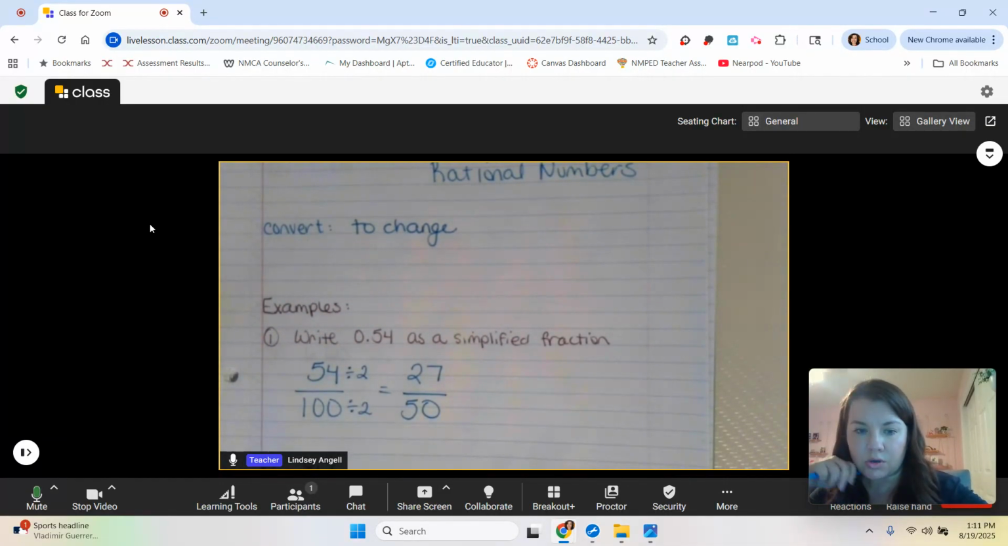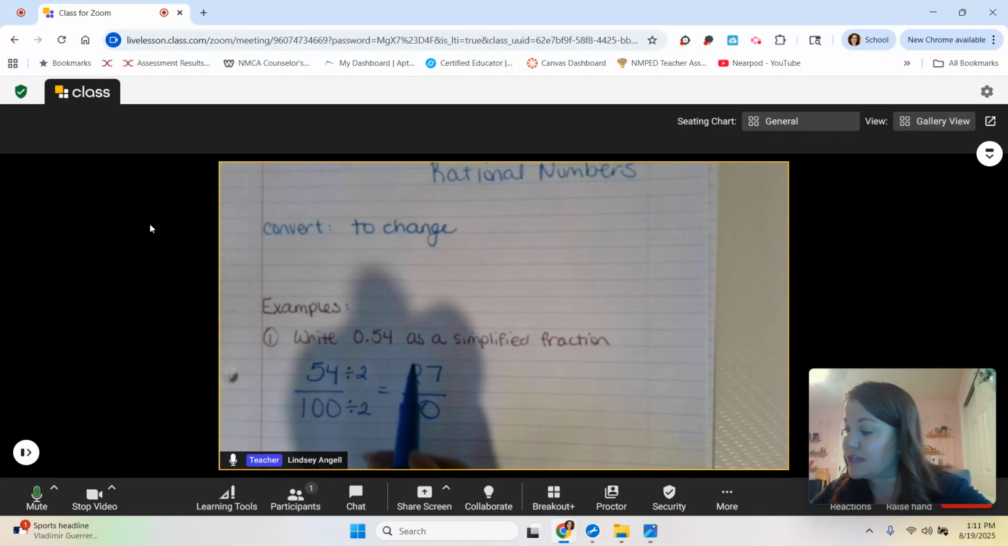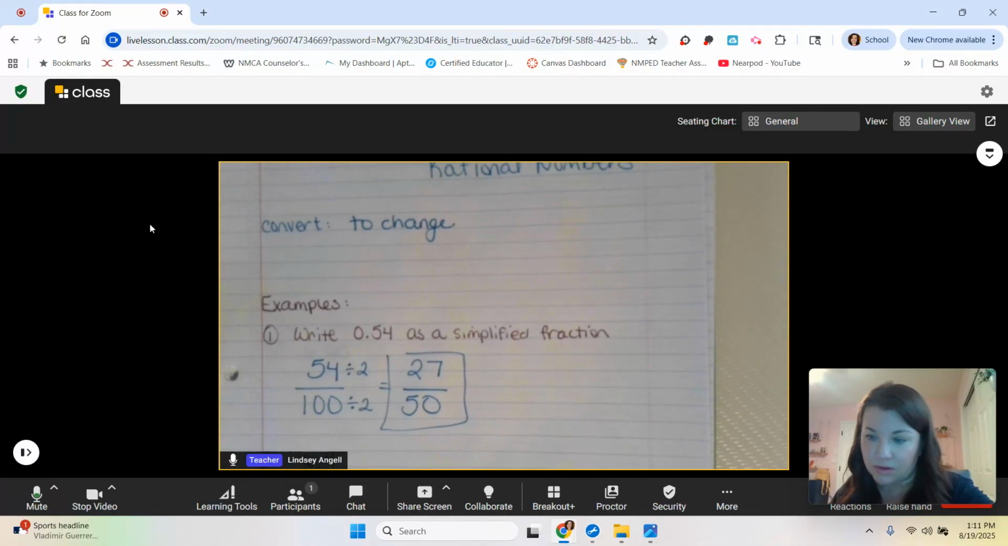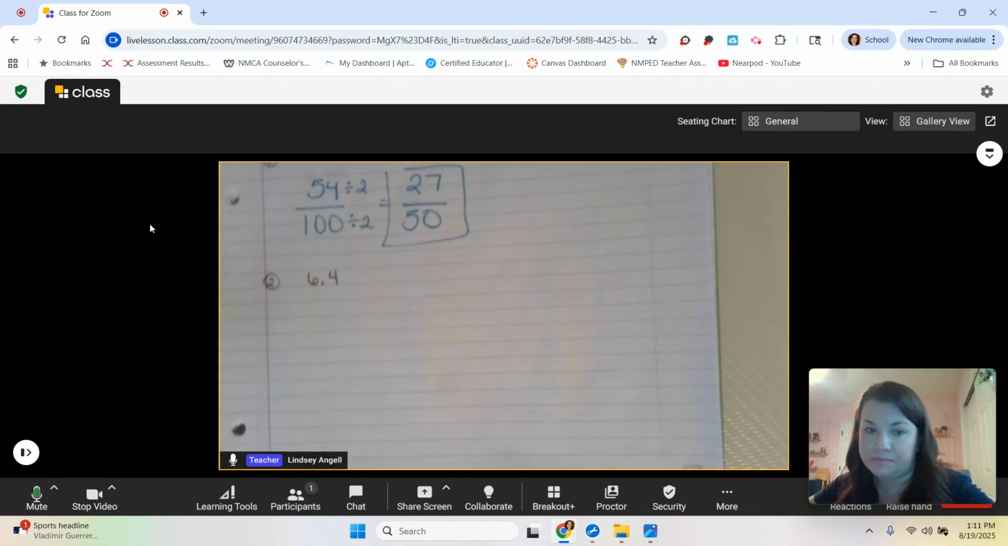Now it's always good to check: did I find the greatest common factor between them? Was it higher than that? They're not both even numbers anymore, so I know 2 can't go into them. The factors of 27 are 1, 3, 9, and 27. None of those numbers go into 50 evenly, so this right here would be my final answer. Okay, let's try a few more.